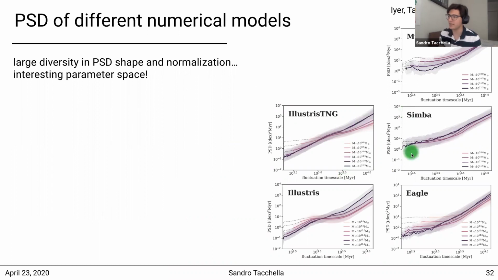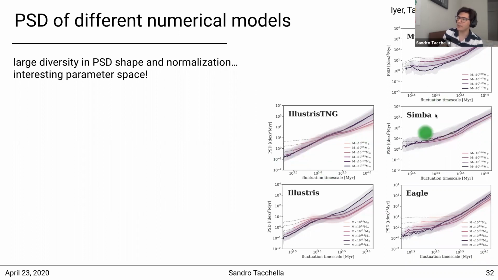TNG, Illustris, Mufasa, Simba, and Eagle. These are, again, the box simulations. And you can see that they're not too crazily different, but they show quite some diversity. And you can see that on long time scales, in different simulations, there is a different mass dependence. But overall, they all agree that most power is on long time scales. And then you have, in some simulations, this hump, this kind of flattening at this kind of giga-year time scale, and then it declines again towards shorter time scales.